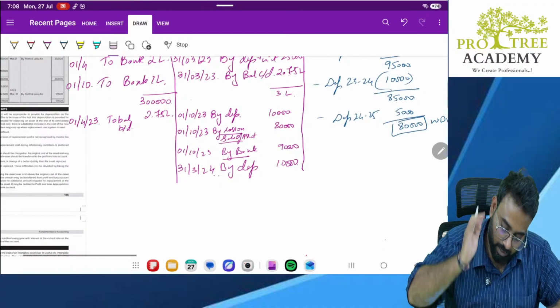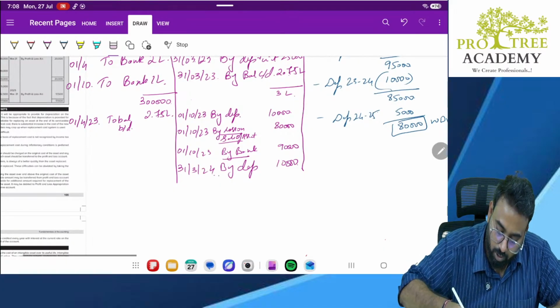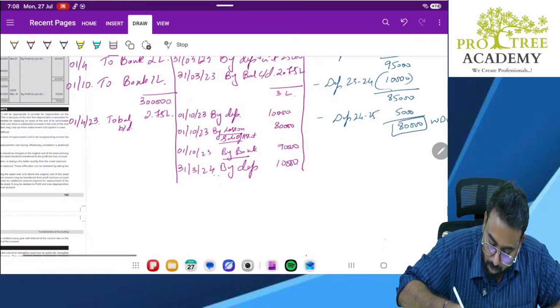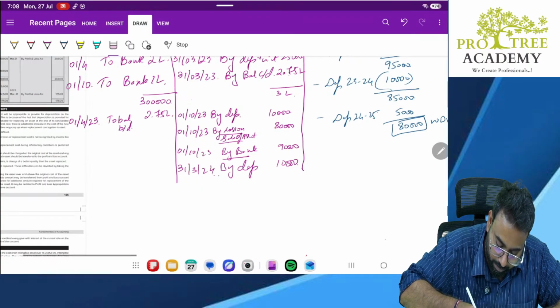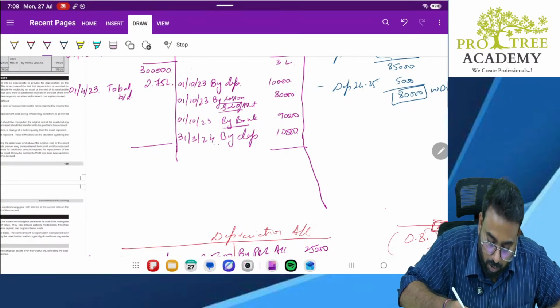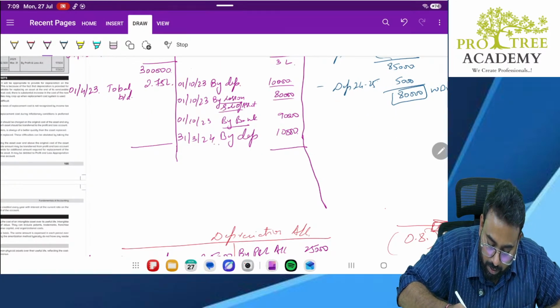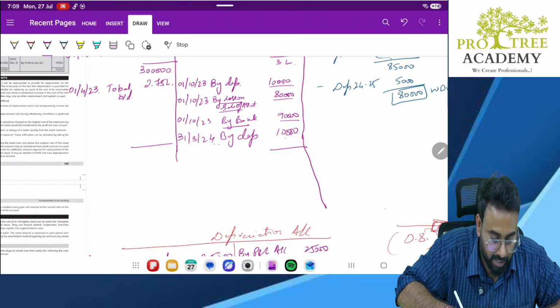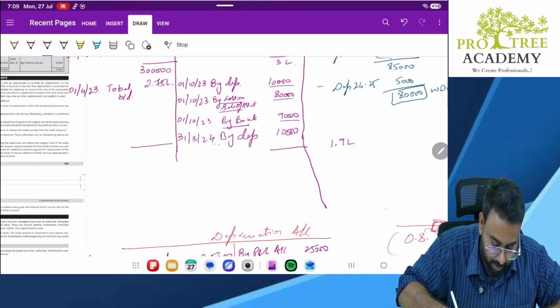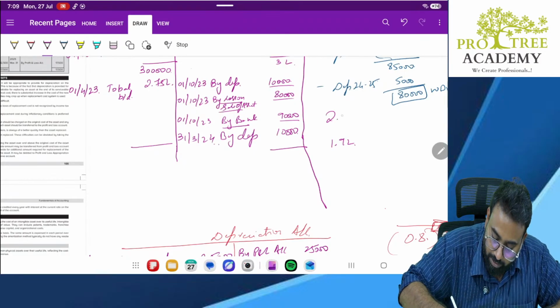Okay. Next. So this should get closed now. Correct or no? We have to close the account. Please close the account. 10,000 plus 80,000. 90 plus 90. 1 lakh 80. 1 lakh 80 plus 90. 1.9 lakh. Here it is 2.75 lakh.